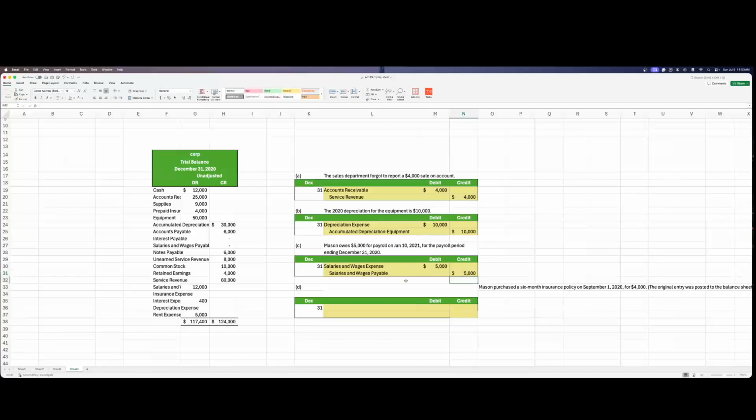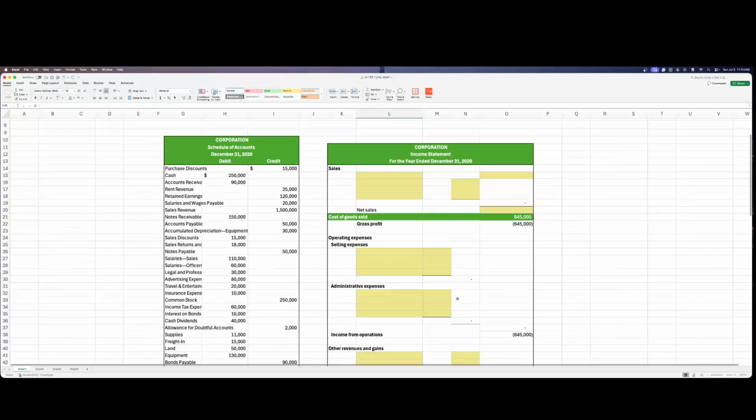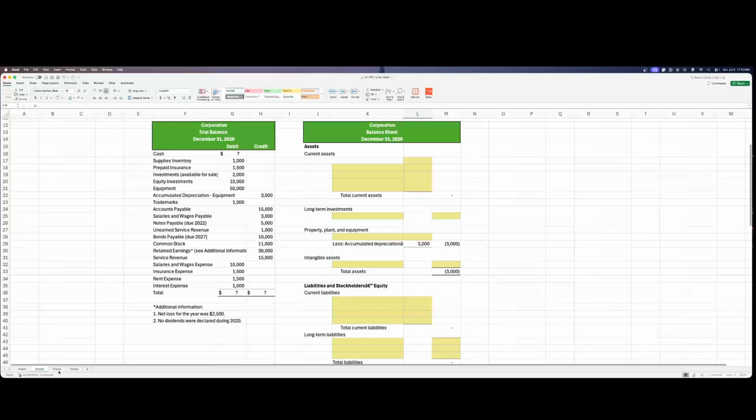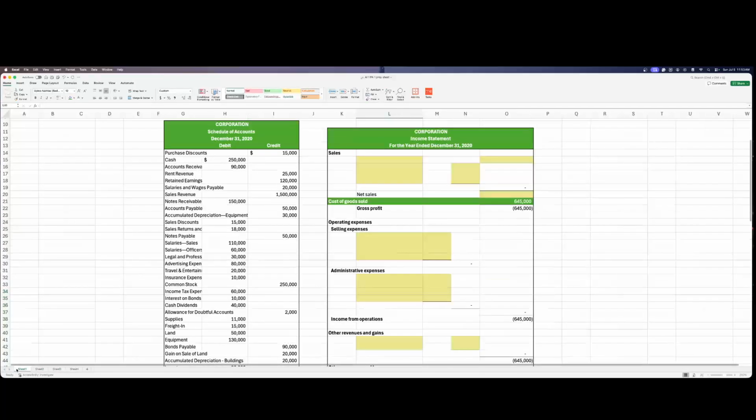5,000. So this is the insurance policy. It's going to go into prepaid insurance, and then it'll most likely be insurance expense. If you guys remember, you can remember that. We'll do the income statement next.